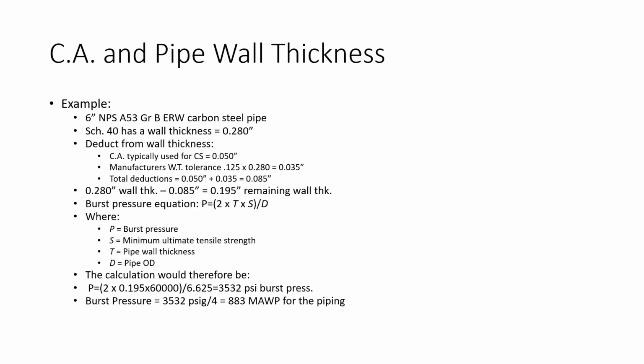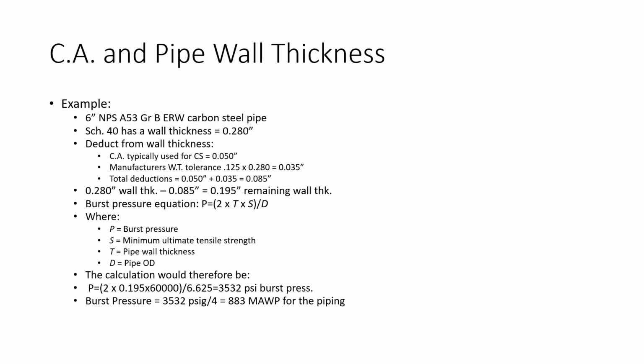Example calculation to determine the pipe maximum allowable working pressure or pressure rating. Using 6-inch nominal pipe size A53 grade B ERW carbon steel pipe schedule 40. The schedule 40 has a wall thickness equal to 0.28 inches. The next step is to deduct mechanical allowances from the wall thickness. Deduct the corrosion allowance typically used for carbon steel, which is 0.05 inches.